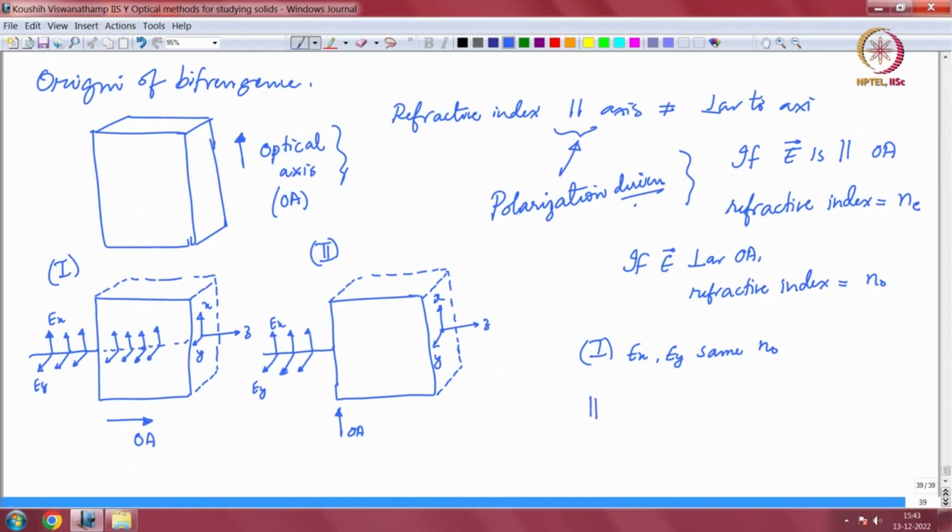Now, in case 2, things become a little bit more interesting. Now, you have an Ex which is along the optical axis direction, and you have an Ey which is perpendicular to the optical axis direction. So, the Ey will go at a certain speed and the Ex will go at a different speed. So, if the Ex and Ey initially were together, the Ex could start going faster, for example, than the Ey.